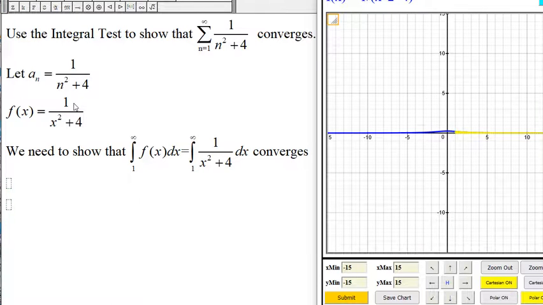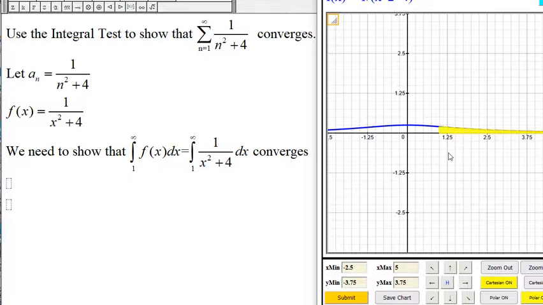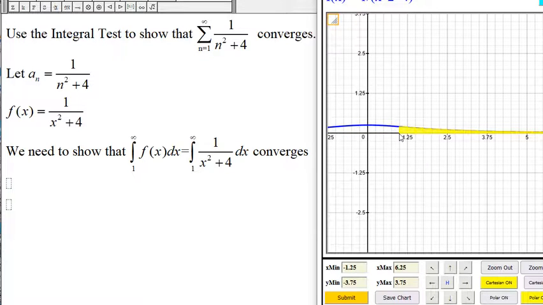The function 1 divided by x squared looks like this. So this is 1 to infinity. We need to show that the area between the graph and the x-axis converges to some number. So this integral right here, 1 to infinity, represents the area between the graph and the x-axis from 1 to infinity.